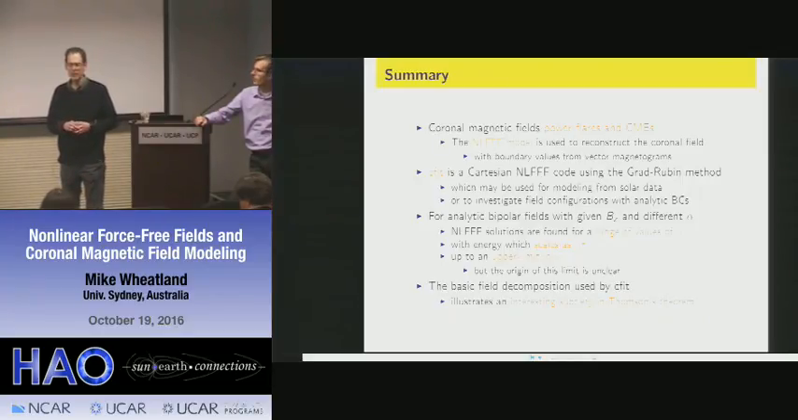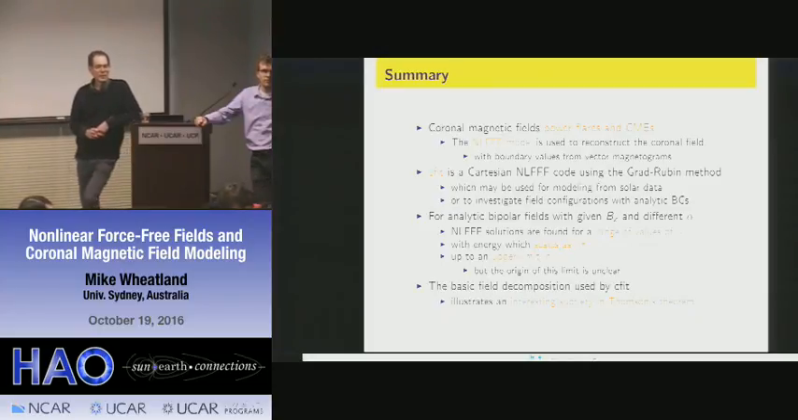I'll look into that. It's possible though that the Grad-Rubin iteration, not being a physical evolution, cannot arrive at solutions that are physically unstable in temporal evolution.